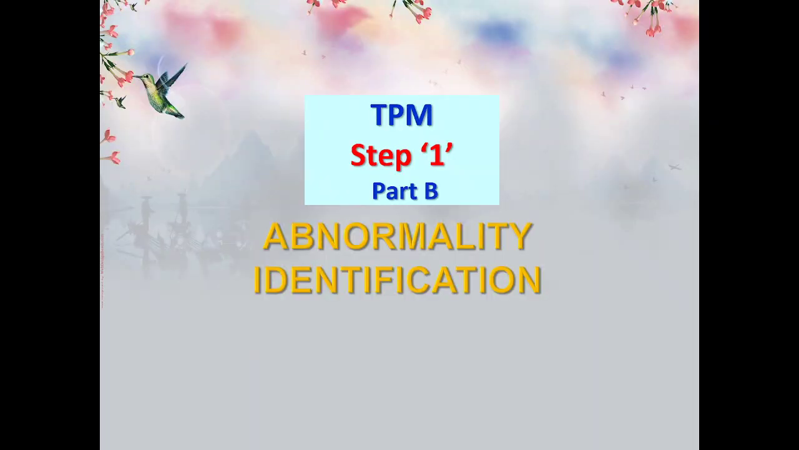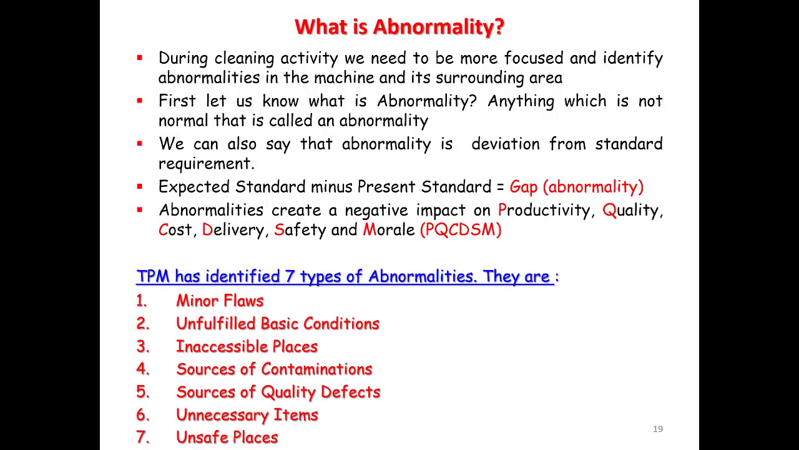TPM step 1 part A is over. Now we have come to the part B in TPM step 1, wherein we will discuss about what is abnormality identification, what are white and red tags, etc. During cleaning activities, we need to be more focused and use our senses to identify abnormalities in the machine and surrounding areas. Let's see what is the meaning of abnormality.